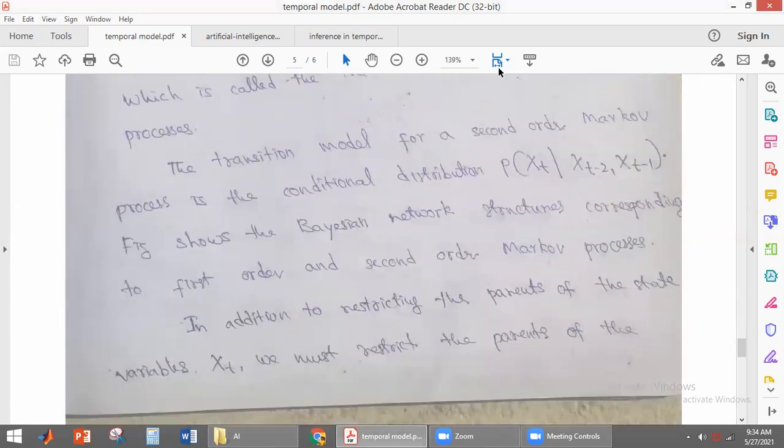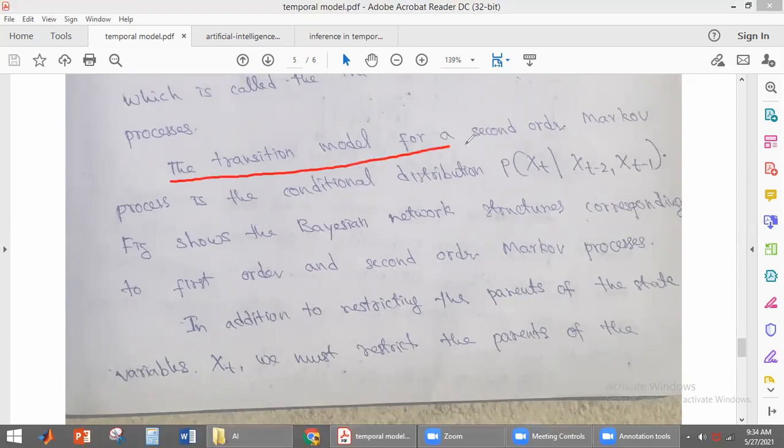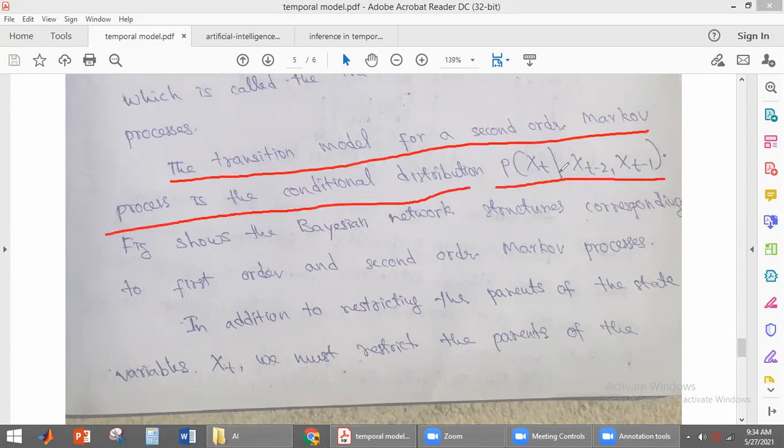Now, similarly, we take the second order Markov process. The transition model for the second order Markov process is the conditional distribution, the probability of xt given xt minus 2 and xt minus 1.